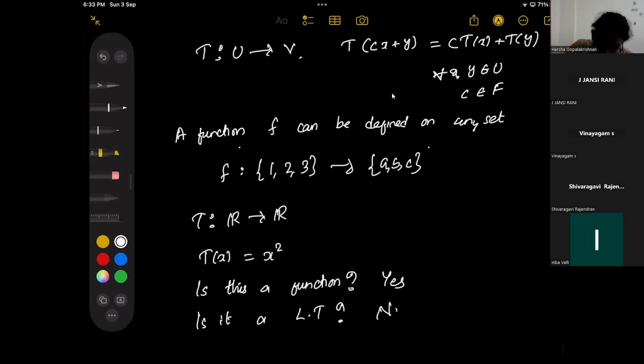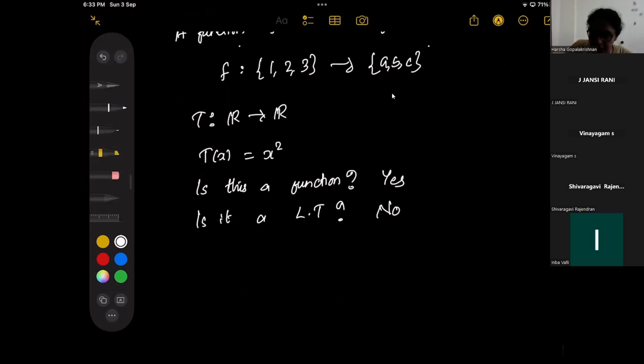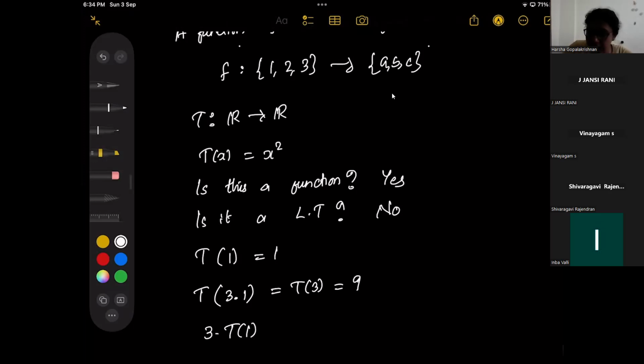For example, I am taking T of 1. Okay, 1 is a vector. And what is T of 1? It equals 1 square, which is 1. And T of 3 into 1 I am taking. 3 is a scalar. T of 3 into 1 equals T of 3, which is equal to 9. And what is 3 into T of 1? Here 3 is a scalar. If T is a linear transformation, T of 3 into 1 should be equal to 3 times T of 1. But here 3 times T of 1 equals 3 into 1, which is 3.